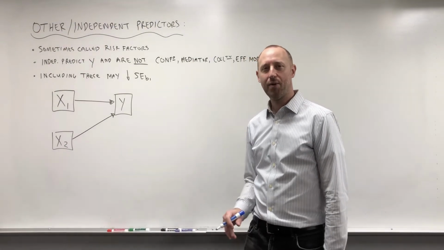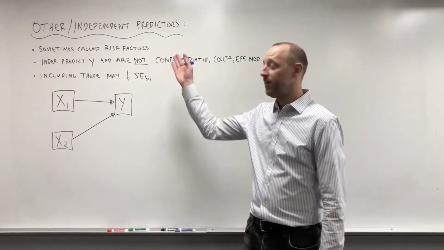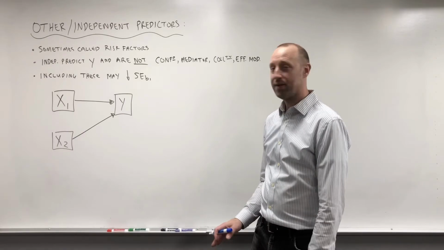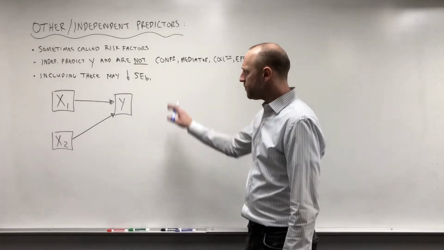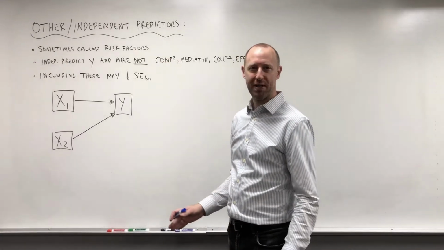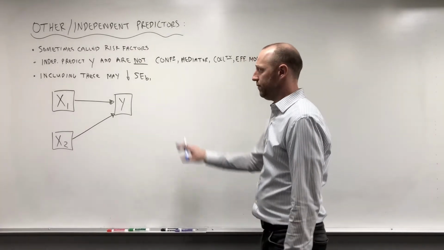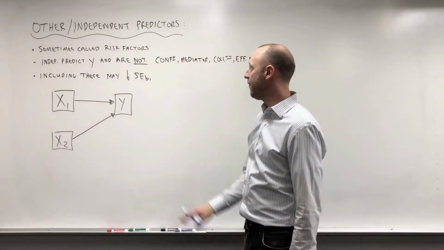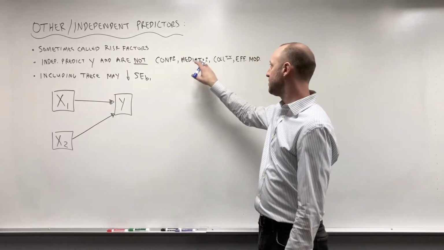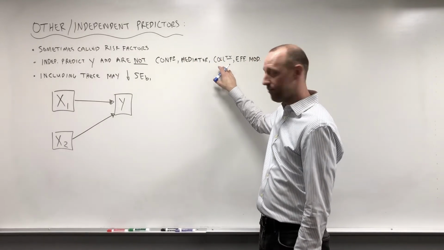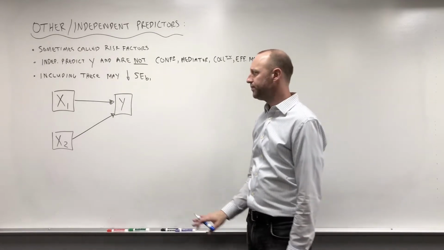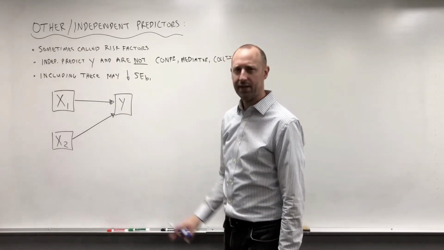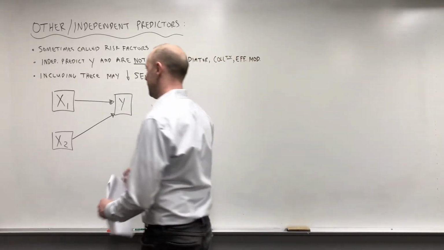So let's quickly talk about what it means for a variable to be another or independent predictor of the outcome. Sometimes these get referred to as risk factors. What these are is they're variables that independently predict the outcome, or y, but they're not confounders, mediators, collinear variables, or effect modifiers. So the classic diagram looks like this.